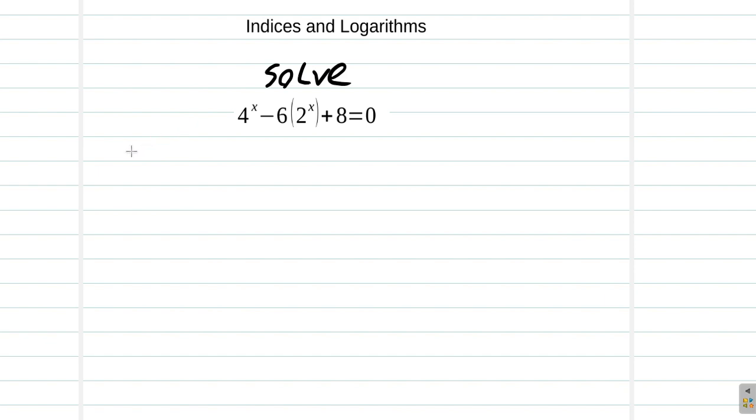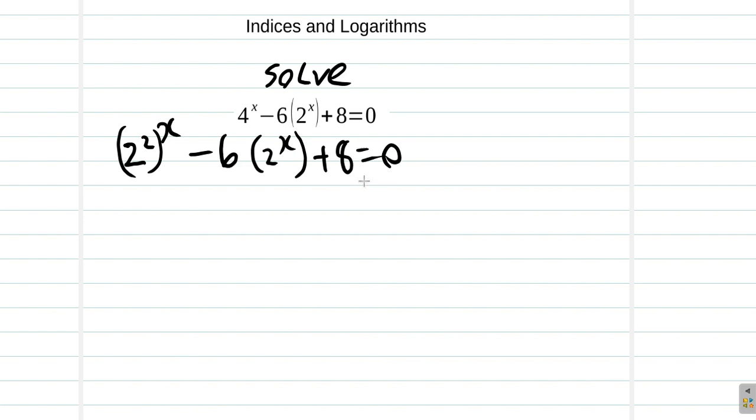4 to the x. Well, that 4 is 2 squared. So it's 2 squared to the x minus 6 times 2 to the x plus 8 equals 0. Now, 2 squared to the x. From your memory of the rules of indices, when you have a number to a power, and then all of that raised to another power, you multiply the powers.